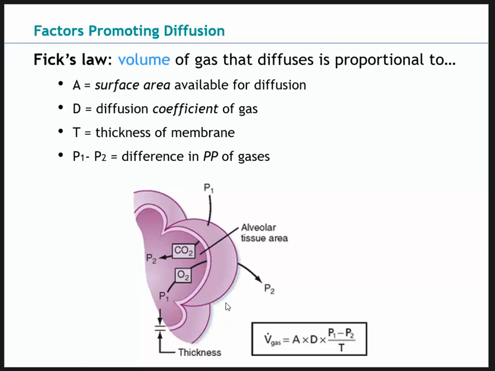T, thickness of a membrane. We already said this is 2 cell walls thick. With 2 cell walls thick, that's not a very large diffusion distance that the gases have to travel.